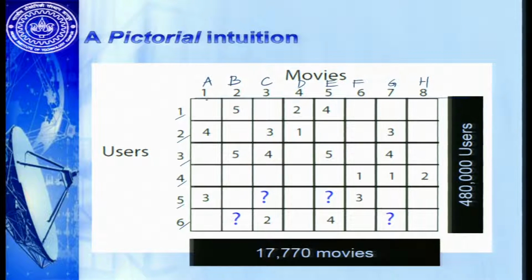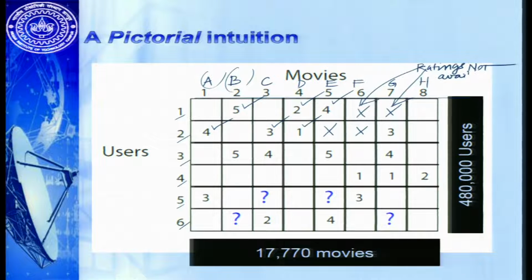For instance, user 1 has not seen movie A, but has seen movie B and rated movie B. User 1 has seen movie D and rated it. User 2 has seen movie A, movie C, movie D, and rated them. So these are the ratings that are available. The empty blocks are ratings that are not available. For instance, user 1 has not seen some movies, so these ratings are not available, which implies these ratings have to be predicted.